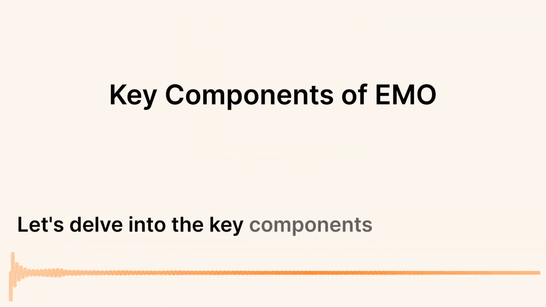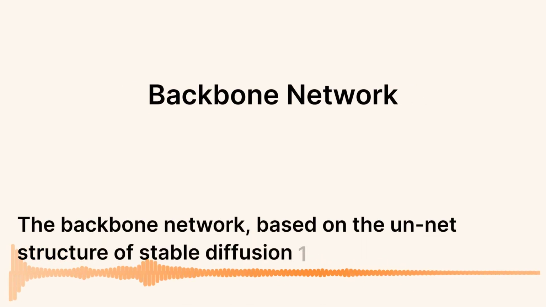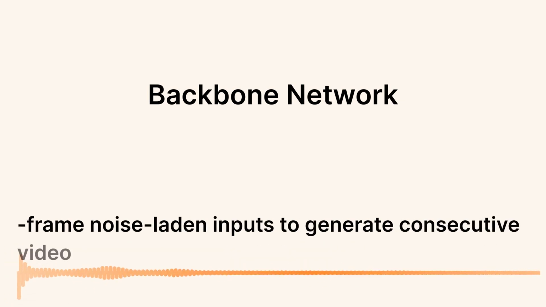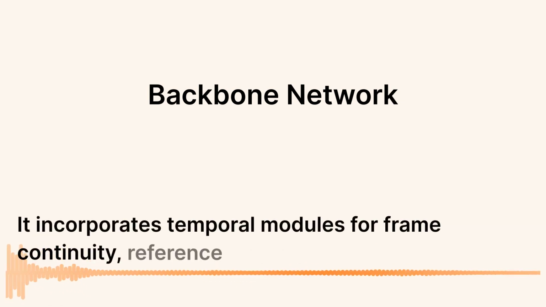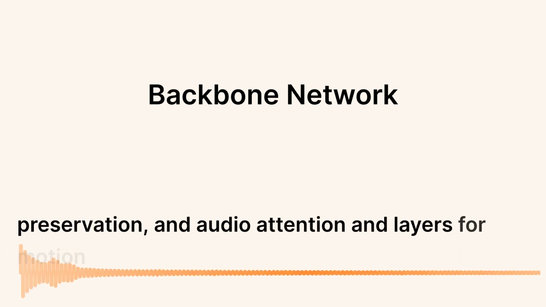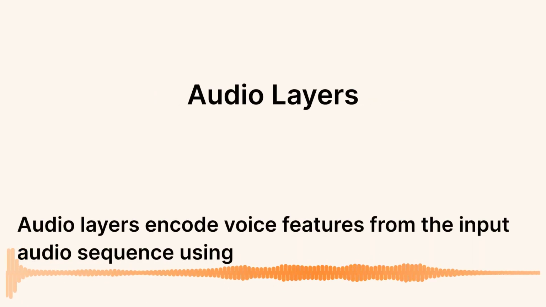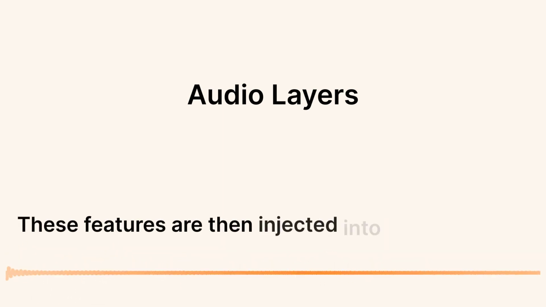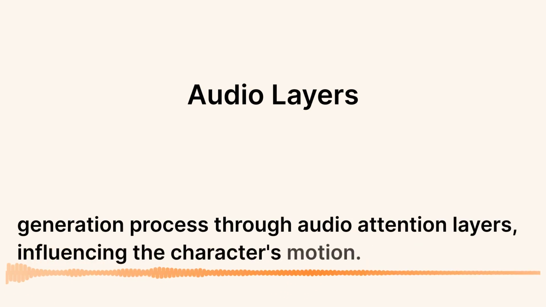Let's delve into the key components of EMO. The backbone network, based on the UNet structure of Stable Diffusion 1.5, denoises multi-frame noise latent inputs to generate consecutive video frames. It incorporates temporal modules for frame continuity, reference attention layers for identity preservation, and audio attention layers for motion modulation. Audio layers encode voice features from the input audio sequence, capturing pronunciation and tone. These features are then injected into the generation process through audio attention layers, influencing the character's motion.